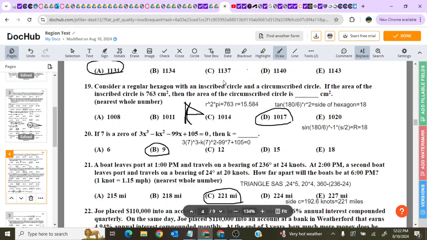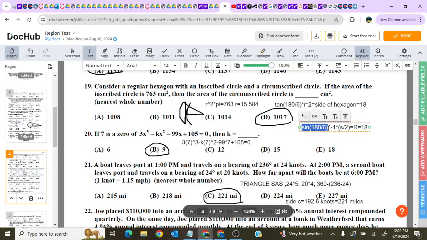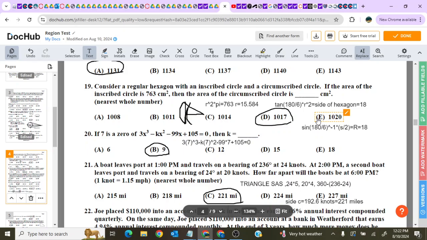So a circumscribed circle is going to look like this around the hexagon. As a result, you need the length of this hypotenuse right here. Now that you have this side, you have the opposite. You need the hypotenuse, so you need cosecant, or sine of 180 over 6, to the power of negative 1. Multiply it by your opposite, the side over 2, and that will get you your hypotenuse, capital R, of 18. And then once you have that, plug it back into the equation, r squared times pi, and you get 1017.